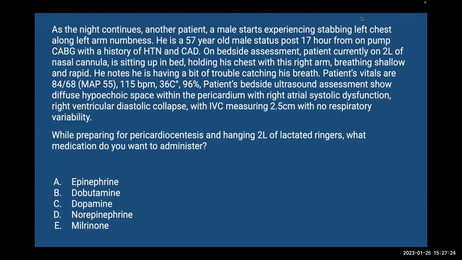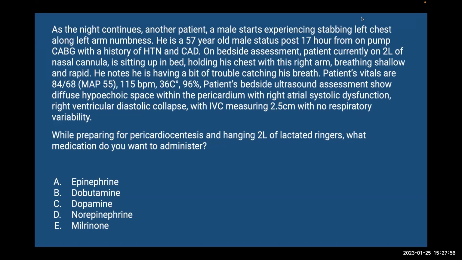Patient's vitals are 84/68, MAP 55, 115 BPM, 36 Celsius, 96%. Patient's bedside ultrasound assessment shows a diffuse hypoechoic space within the pericardium with right atrial systolic dysfunction, right ventricular diastolic collapse, with IVC measuring 2.5 centimeters with no respiratory variability. While preparing for pericardiocentesis and hanging 2 liters of lactated Ringer's, what medication do you want to administer?